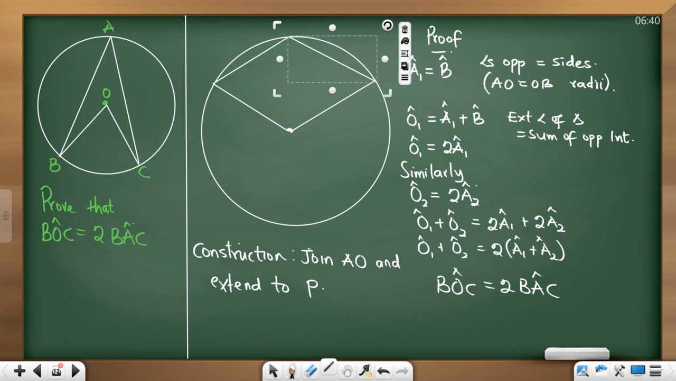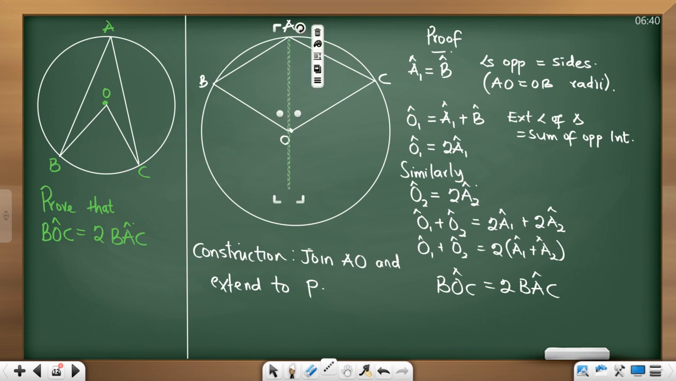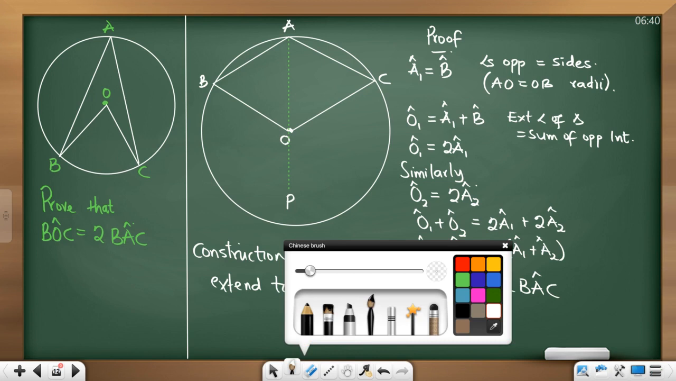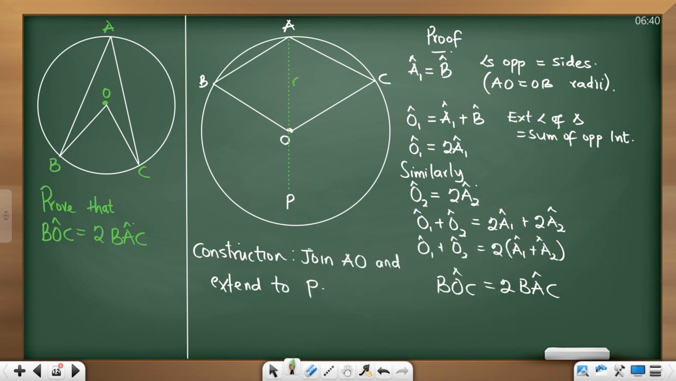Okay, this is going to be my A, that's my B, and that's my C. Remember the construction: join A, O. This is going to be my O. Let's join A, O, and extend to P. Beautiful. You don't need to write this. You can just draw. Let's use a highlighter to explain quickly. Now that we've joined that, take note that AO is a radius. OB is also a radius. We call this 1, we call this 2, we call this 1, and we call this 2. This is going to be 2, and that's going to be 1.